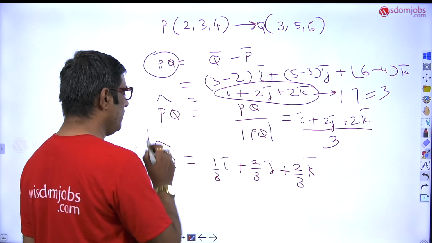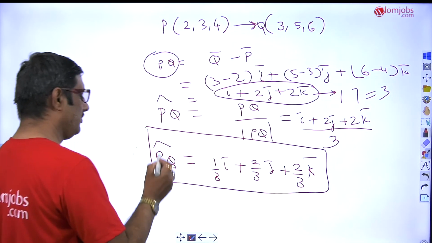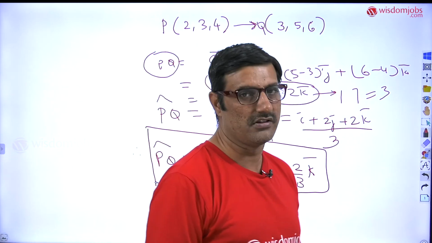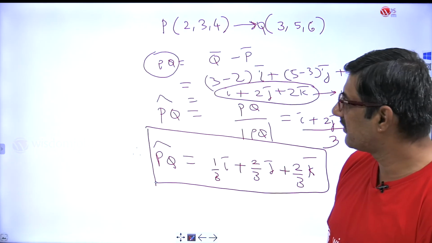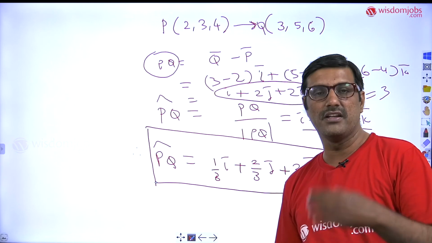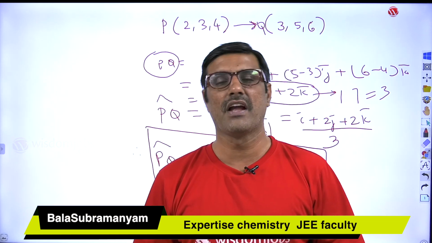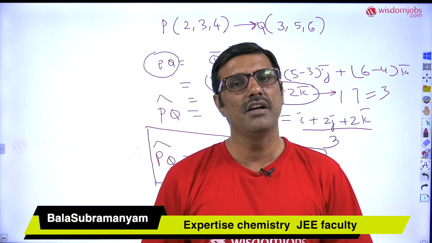So this is how you are going to determine the unit vector between 2 given points. Okay, so with this I am going to stop this lecture. In the next video, we are going to discuss the concept of Coulomb's law, and if time permits, we will go for electric field intensity.